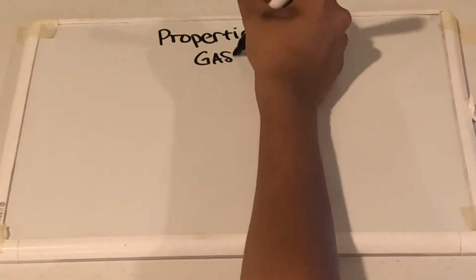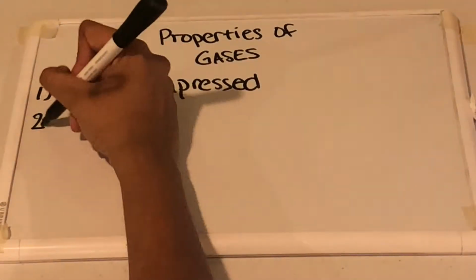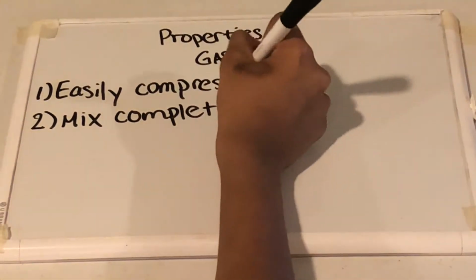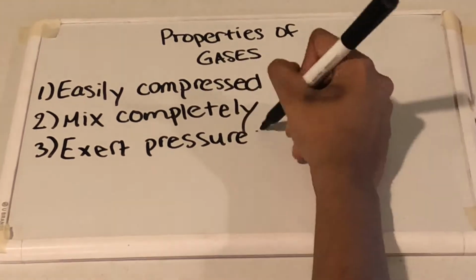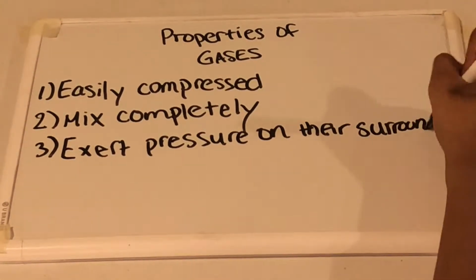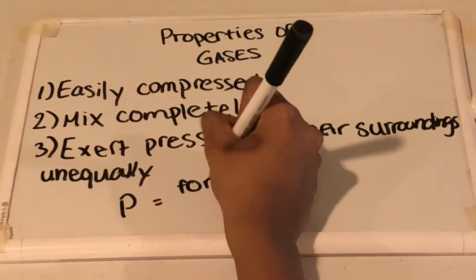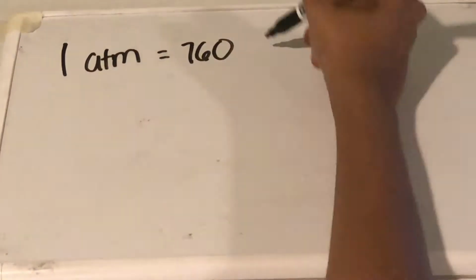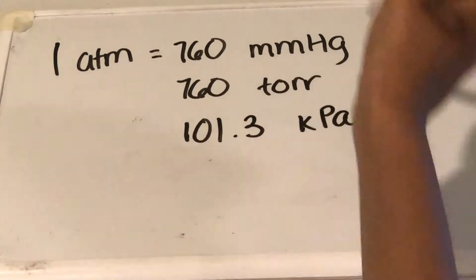So what makes these loosely clustered particles unique? They are easily compressed and mixed completely with any other gas. Gases also exert pressure on their surroundings unequally. This pressure is measured by dividing force over area. There are several units of measure for gases, the standard being atmospheres, which can be converted into other units such as millimeters of mercury, torr, and kilopascals.